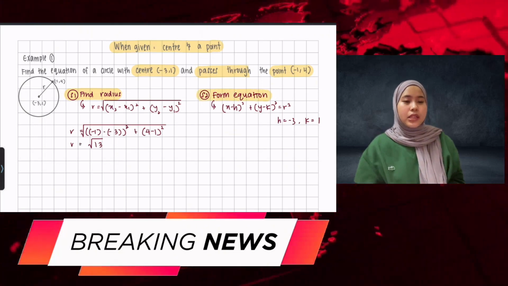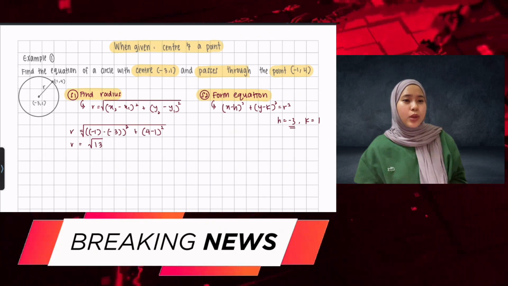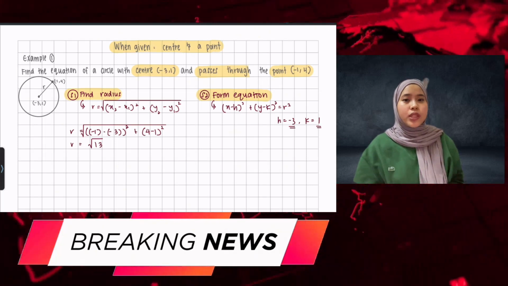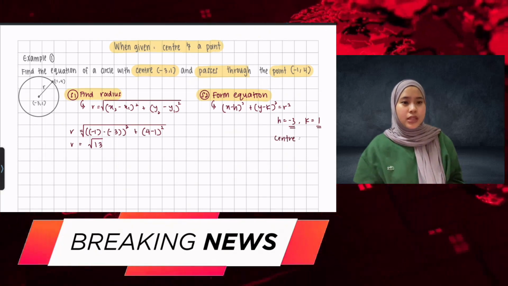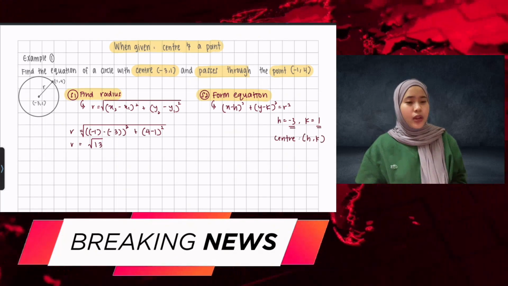The next step is to form the equation. But first, you have to identify h and k, which is actually just x, y from the center, which is h = -3 and k = 1.